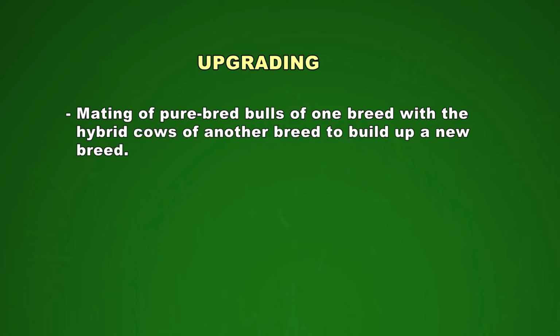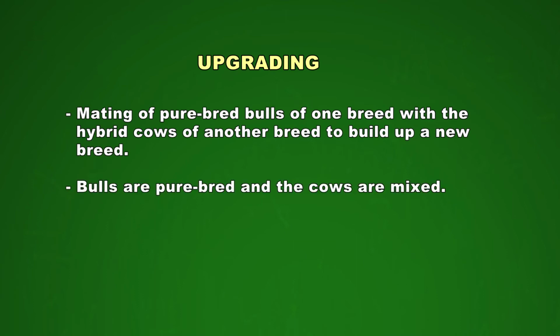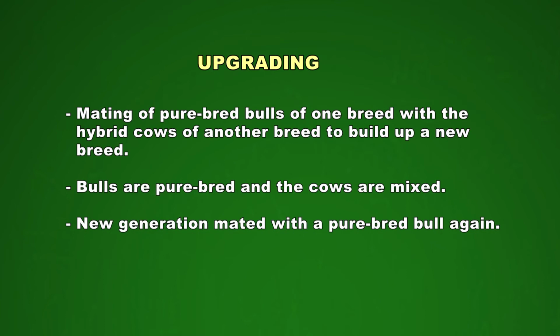Upgrading. Upgrading is the mating of purebred bulls of one breed with the hybrid cows of another breed to build a new breed. The bulls are purebred and the cows are mixed. The offspring is then mated with purebred bulls again. Upgrading takes a very long time.